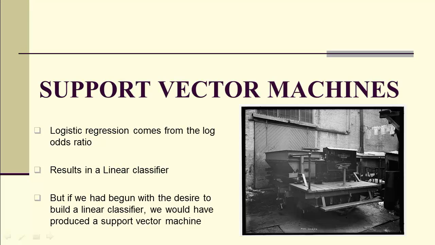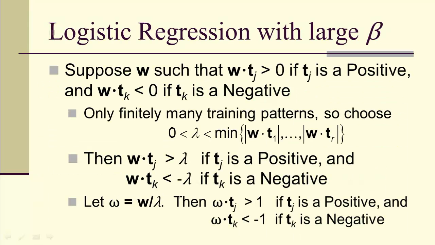Support vector machines. We've looked at logistic regression and see that it is a linear classifier because it has a linear kernel. But if we wanted to build a linear classifier from scratch, mathematically the most natural thing would have been to produce what we're now going to see, which is a support vector machine.